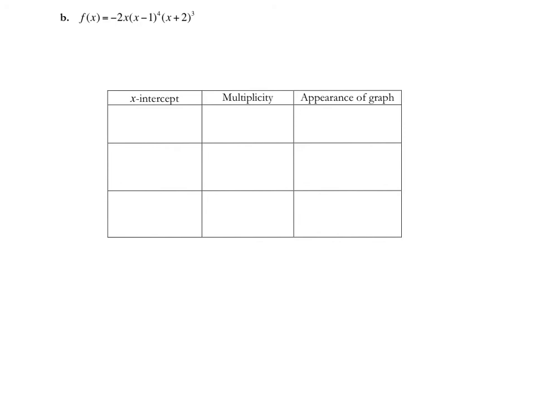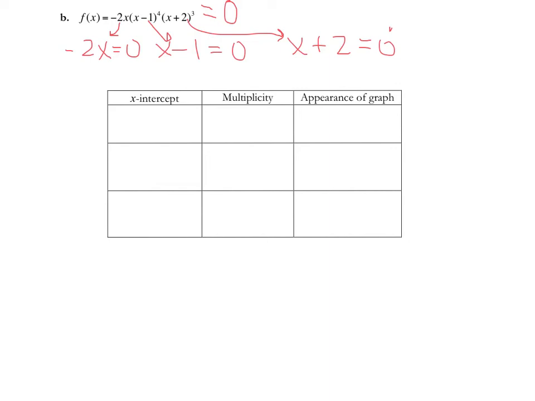We know that x-intercepts are going to happen wherever our polynomial is equal to 0. So I can set my polynomial equal to 0, and then I can use the zero product property to solve for the values of x that make it 0. First I have -2x equals 0. I have x minus 1 equals 0. And I have x plus 2 equals 0. And I want to solve for the values of x that satisfy each of these three equations.